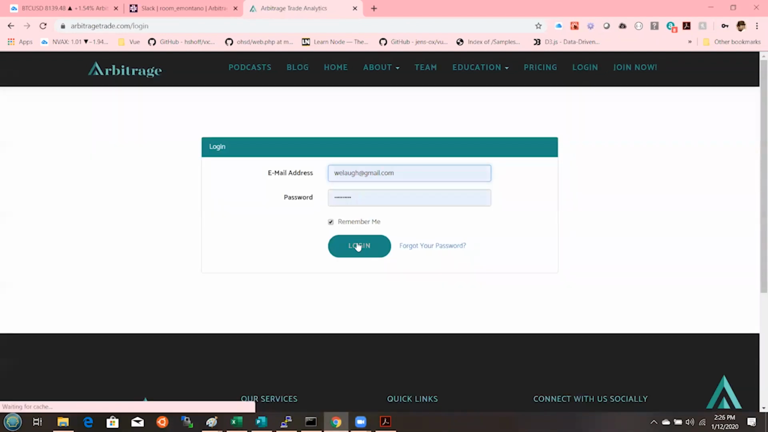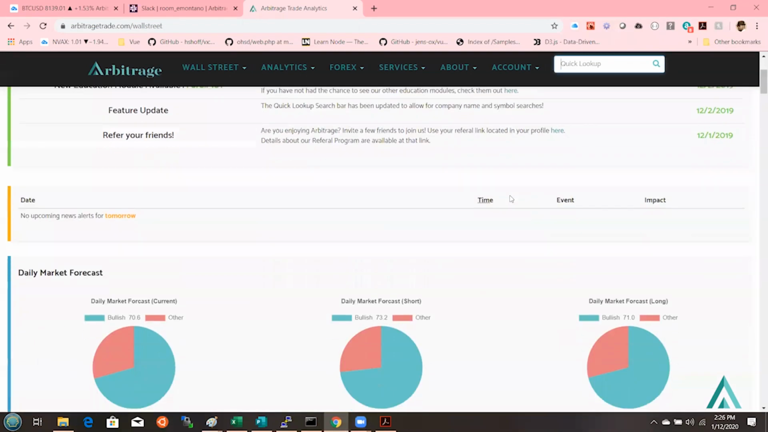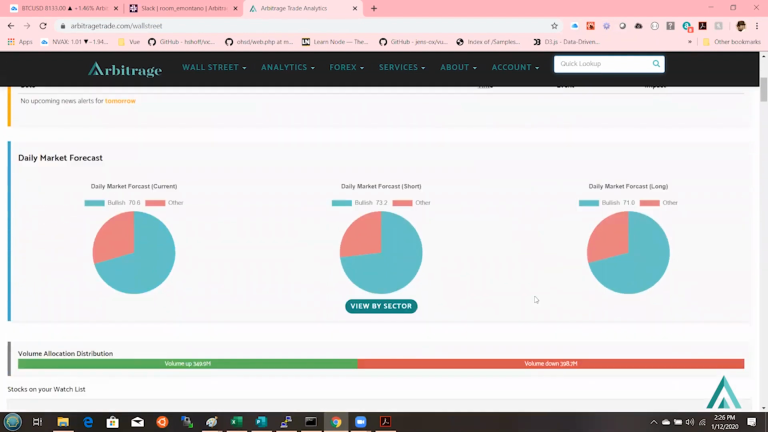So now I'm going to go inside the system. And inside the system, we have dashboards that basically give you a daily forecast of all the stocks that we're watching, mutual funds and everything, of if they're more bullish or more bearish, right?